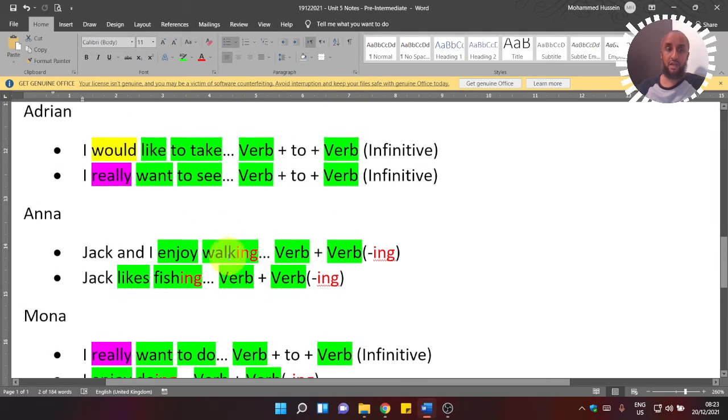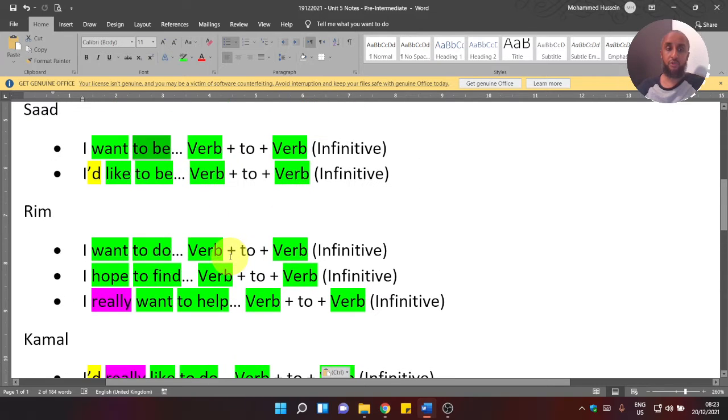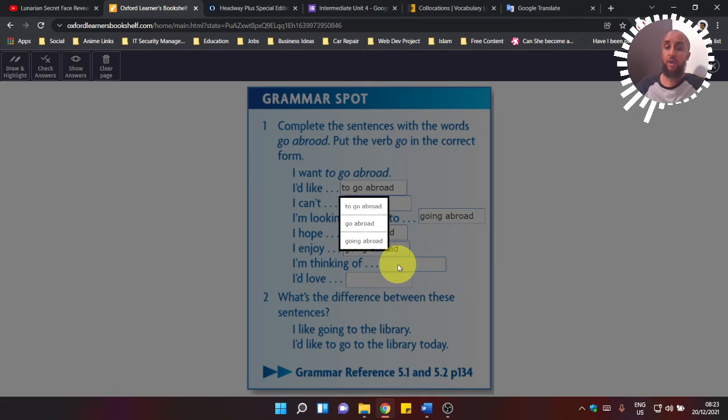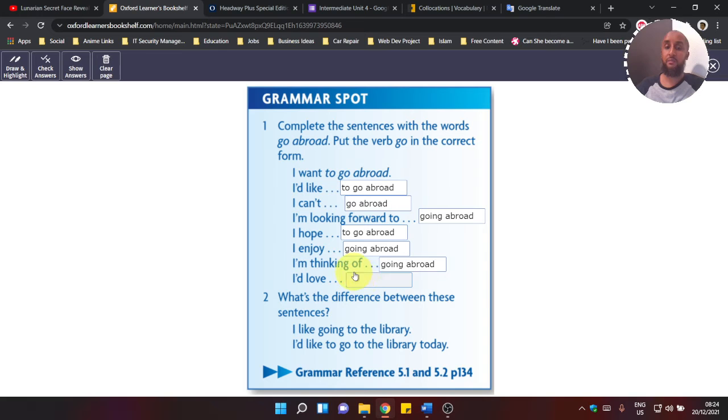Is there someone talking about I'm thinking of here? Not sure. No, we don't have one. But again, if you look at the word of, this is a preposition. Okay, guys, if you have a preposition, what should follow is a noun or an ing word. So here I'm going to say, I'm thinking of going abroad.